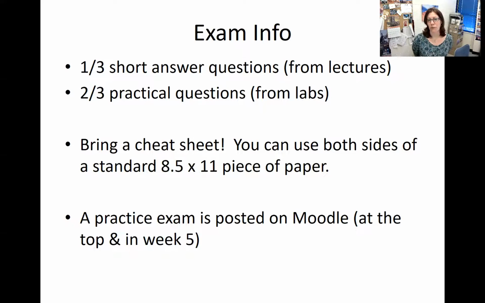Same thing goes for the practical questions that are in the practice exam. If you can get through those, and you've got some pretty good intuition on how to do those, then you should be in good shape for the regular exam.